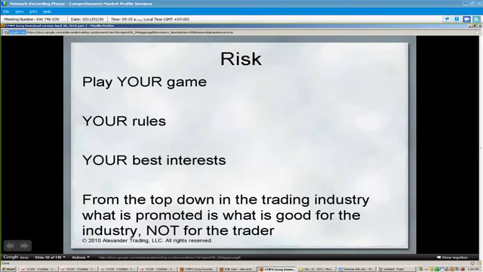And I talked about this yesterday, another topic I talked about yesterday, but from the top down in the trading industry, what is promoted is what is good for the industry, not for the trader. That's almost universal. And it's the regulatory agencies, the exchanges, the brokers, the magazines, the software companies, the trading advisory business itself as a whole. It's a transaction business. Your goal should be to make as much money as possible, trading as little as possible. That doesn't work for the industry.